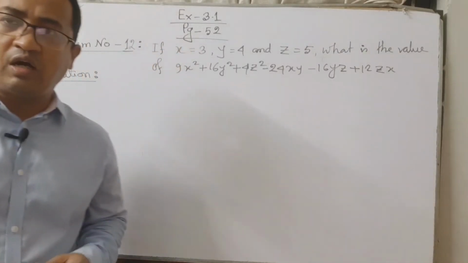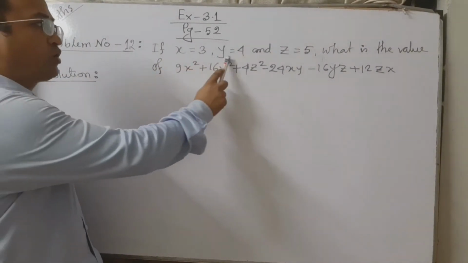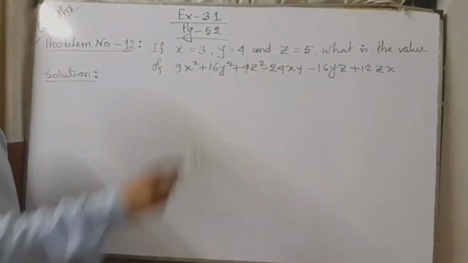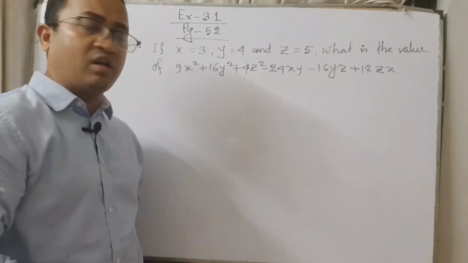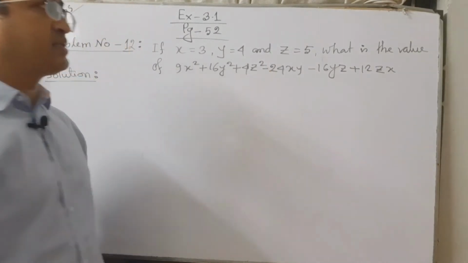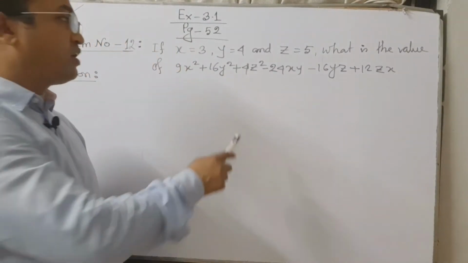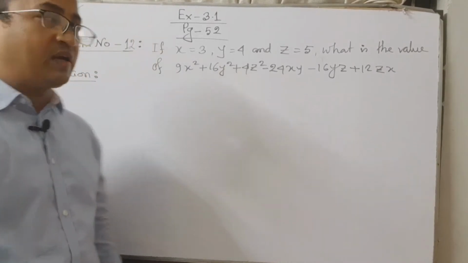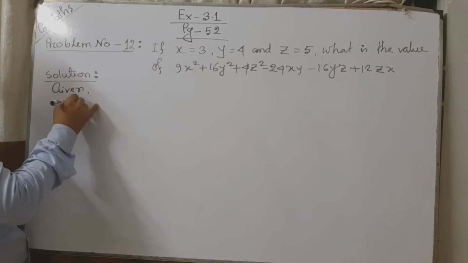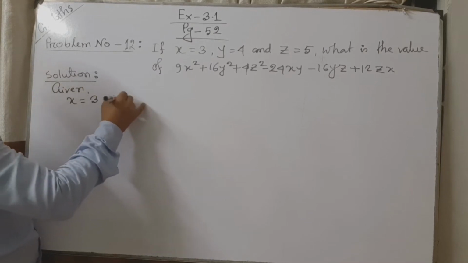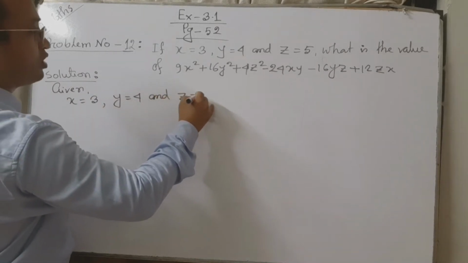My dear student, now I will discuss problem number 12. If x equals 3, y equals 4 and z equals 5, what is the value of 9x square plus 16y square plus 4z square minus 24xy minus 16yz plus 12zx? So we will find out the value of this expression. At first we will write given x equals 3, y equals 4 and z equals 5.